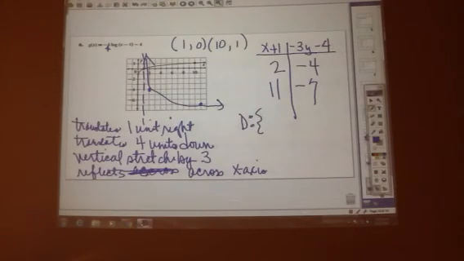My domain, x such that x is greater than 1. In my range, y such that all real numbers.